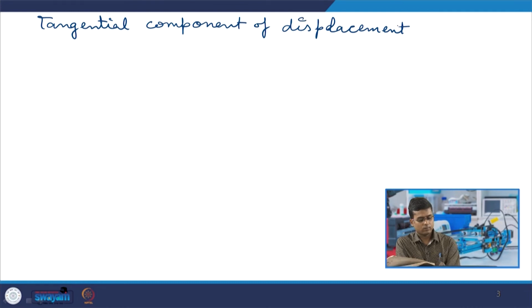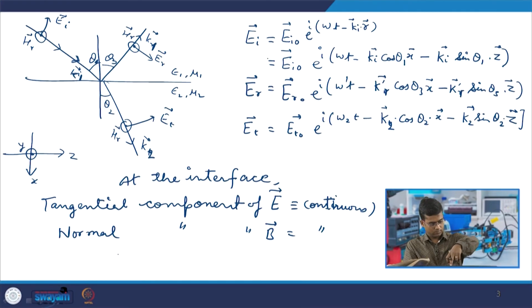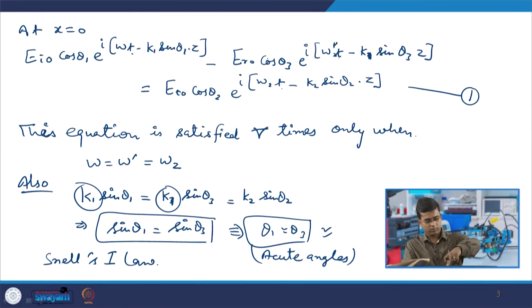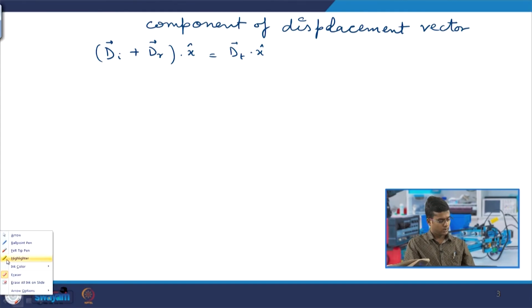Displacement vector. So, the displacement in this direction must be equal to the displacement in this direction. So, x means the normal component. It is not the tangential one, it is the normal component. So, you are having the normal component of displacement. Let us see what happens.